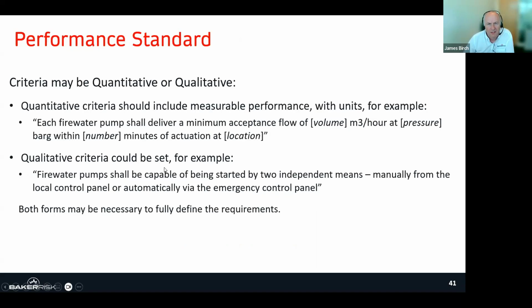But when we're writing these definitions, we may be talking about a quantitative definition, which might be, for a fire water pump, a certain pressure, a certain volume of water within a certain time. Or we may have some more qualitative measures where we're talking about we can start it from 2 locations, or auto or manual. So often we have to write both to get a full definition.